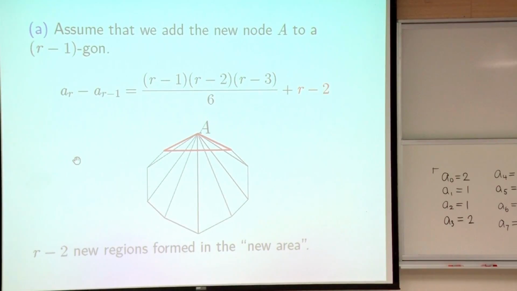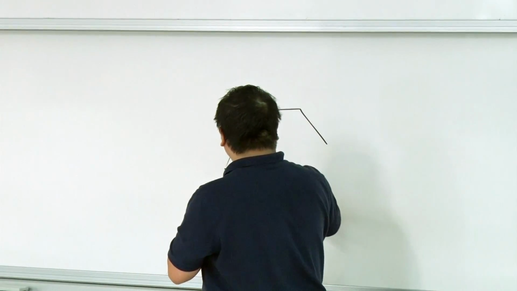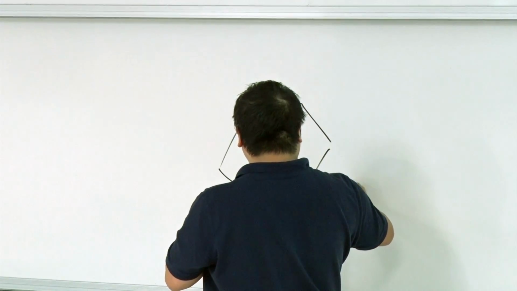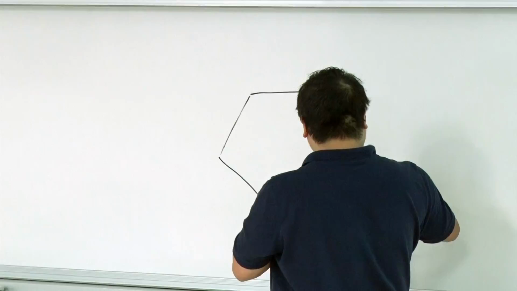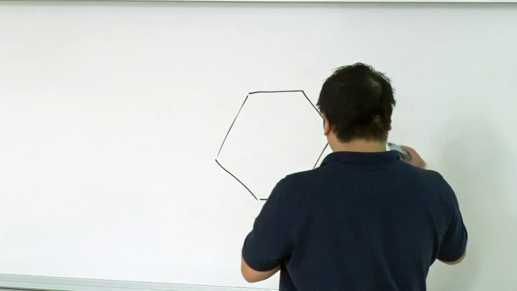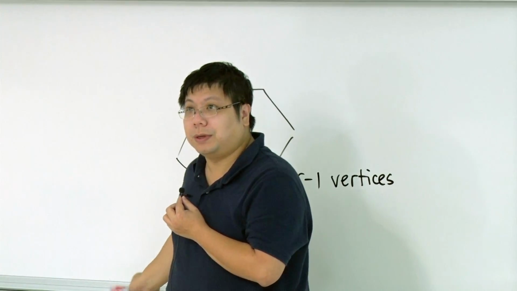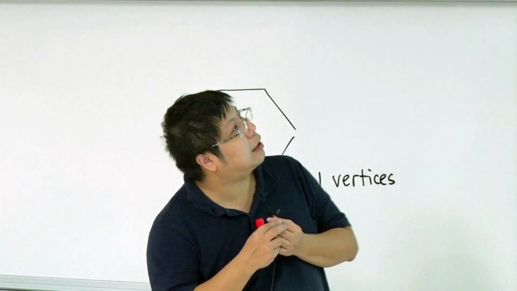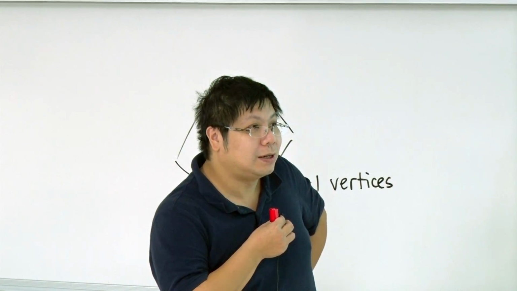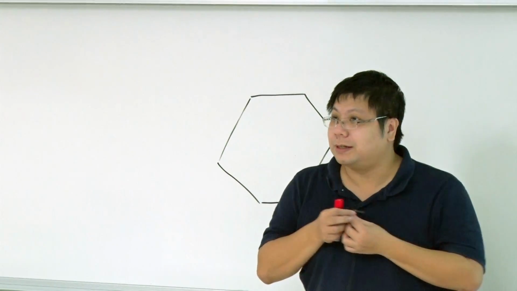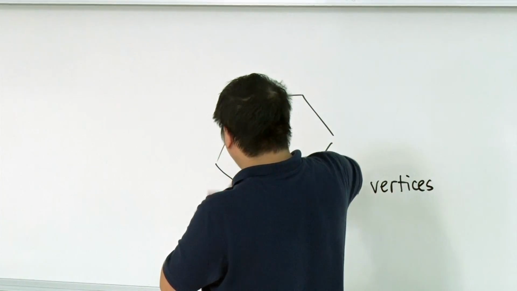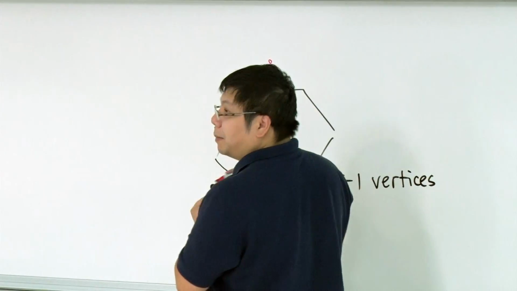So let's say we now know how many regions there are, how many triangles there are in the case of r minus 1. So let's say this is the case where we have r minus 1 vertices. So what happens if I add one more vertex? So how many triangles will... Is it asking triangles or asking regions? Regions. So how many regions will I get? Okay. The same as what Simon is doing.